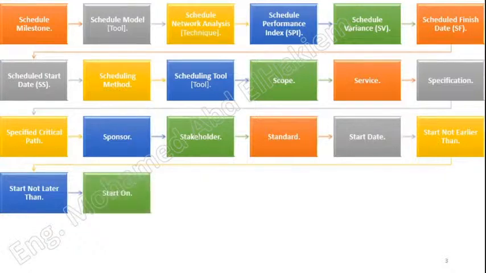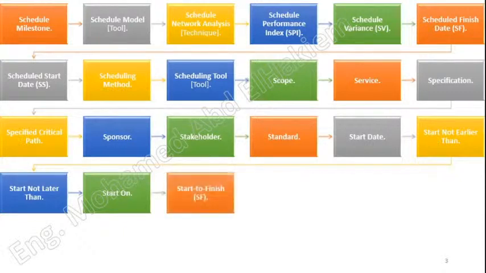Start on. A schedule constraint placed on the schedule activity that affects when a schedule activity can be scheduled and is usually in the form of a fixed imposed date. A start on constraint requires the schedule activity to start on a specific date.